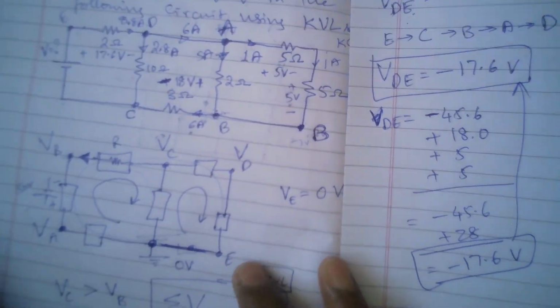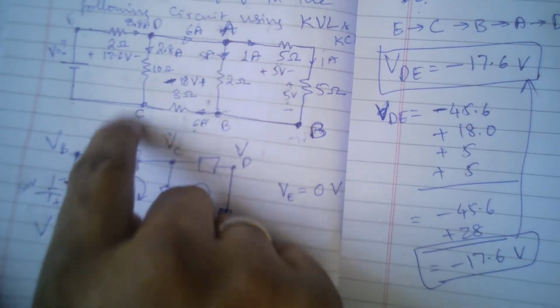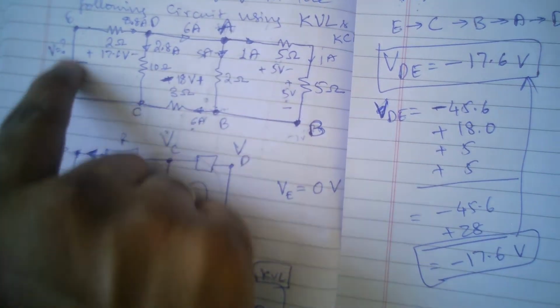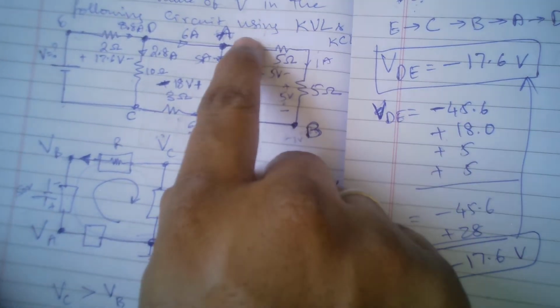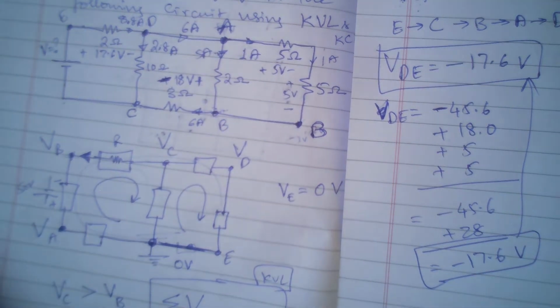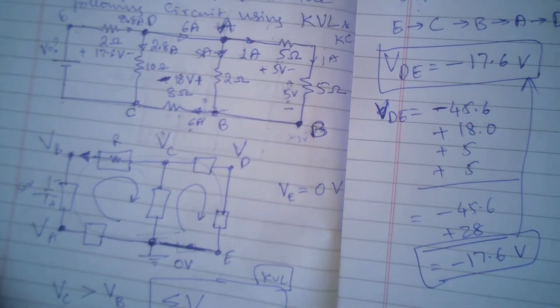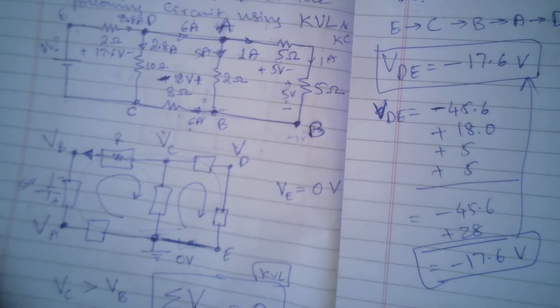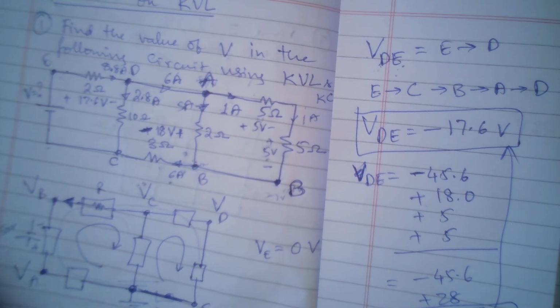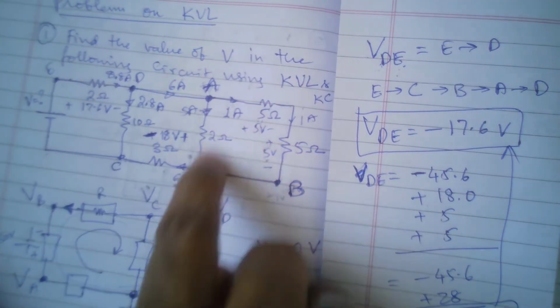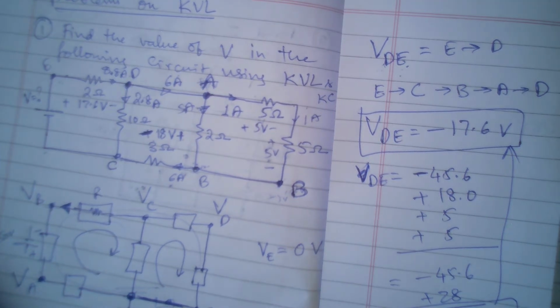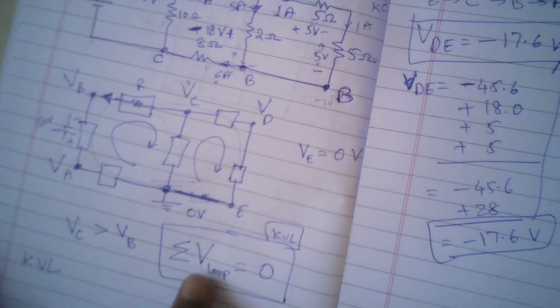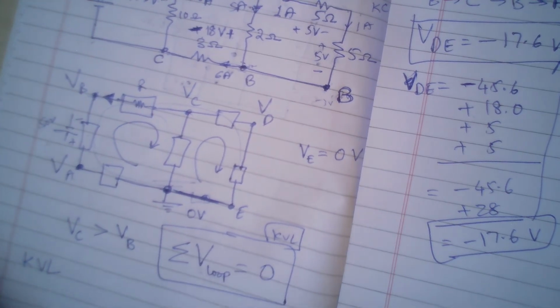Now in KVL you can use any route. From C to A you can go directly like this, or you can go left, go up and then go like this, or you can go straight like this. Any direction you go from one point to another point, as long as you take the conventions correctly, you will get the same potential difference. Now if I start at a point and come back to the same point, obviously the net potential difference will be 0. So that is Kirchhoff's voltage law: the summation of voltage in a loop is 0.